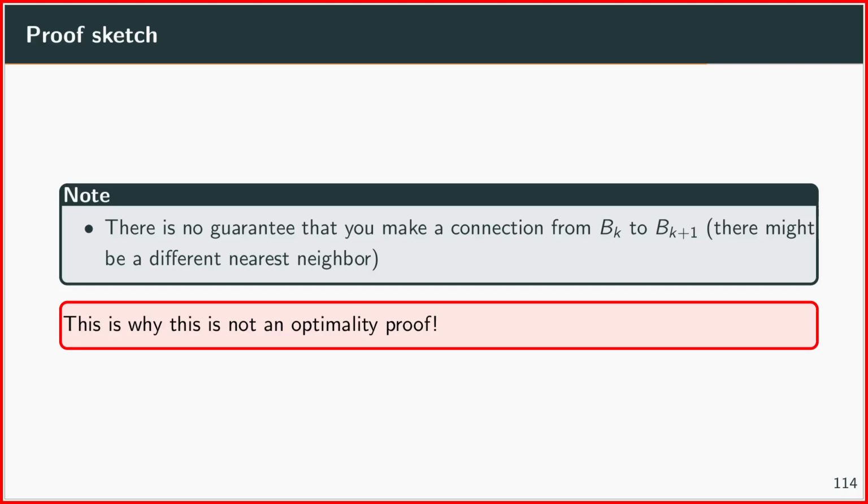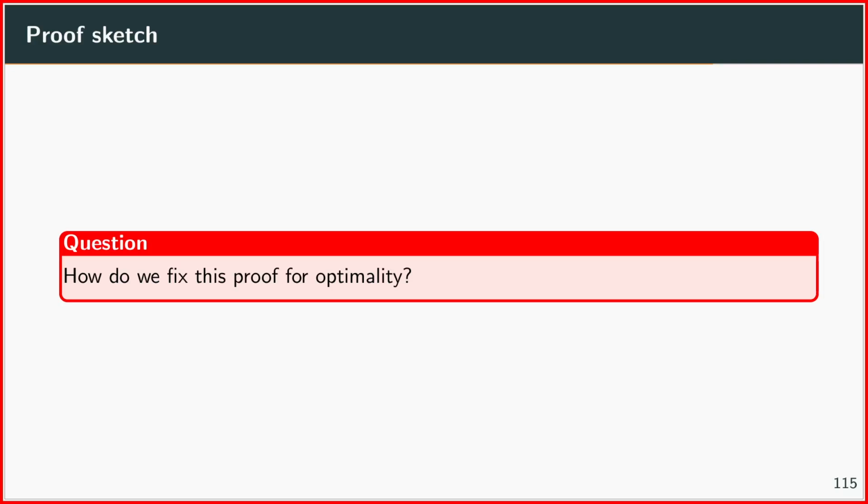So there's actually no guarantee that you make a connection from ball k to ball k plus 1, because there might be a different nearest neighbor, because you have this randomly exploring tree, and in the end you can't actually prove that you have exactly reached from k to k plus 1. And this is why this is not an optimality proof. And another question, of course, is can we fix this? How do we fix this so that we can actually reach optimality? Any idea?